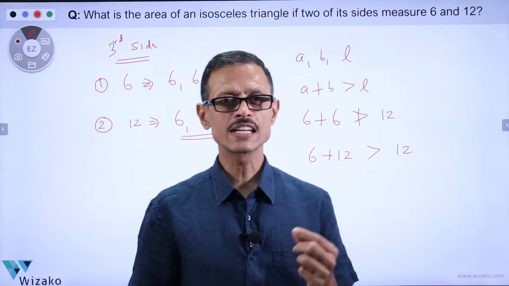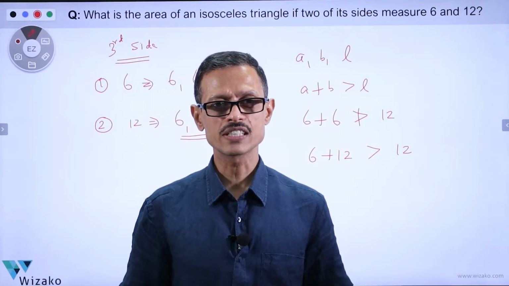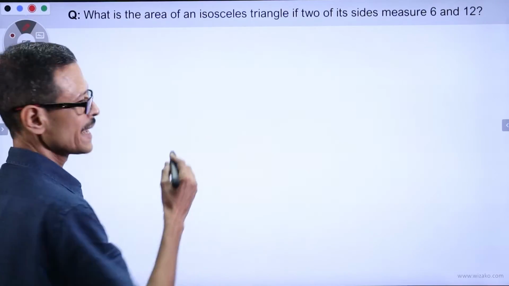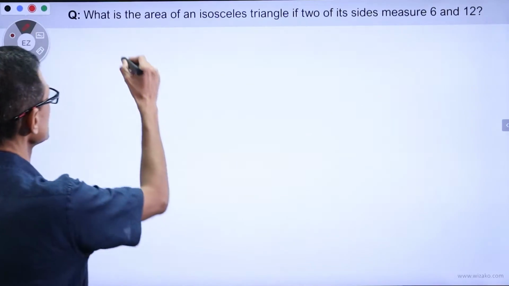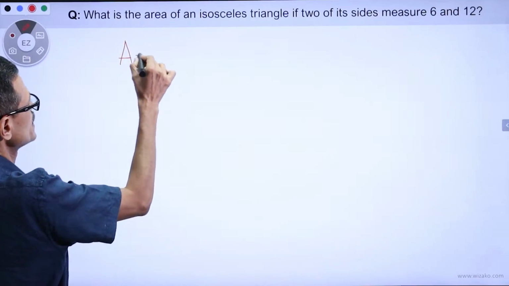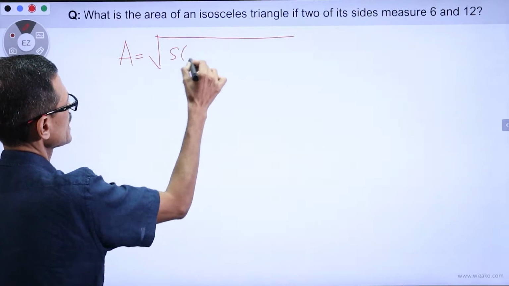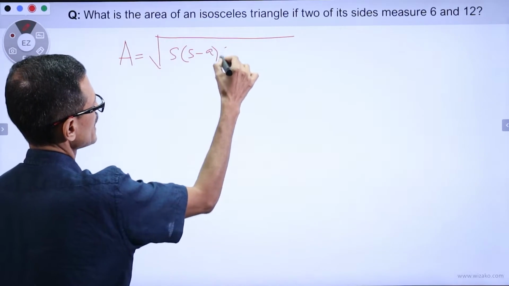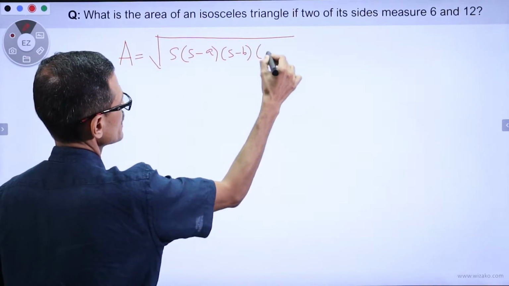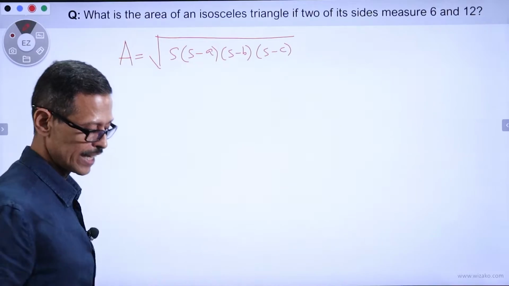Step 2, let's plug this into Heron's formula and find out the area of the triangle. Area of the triangle using Heron's formula. I'll write down Heron's formula to start with. Area of the triangle is equal to square root of S times (S minus A) times (S minus B) times (S minus C). This is the area of the triangle.